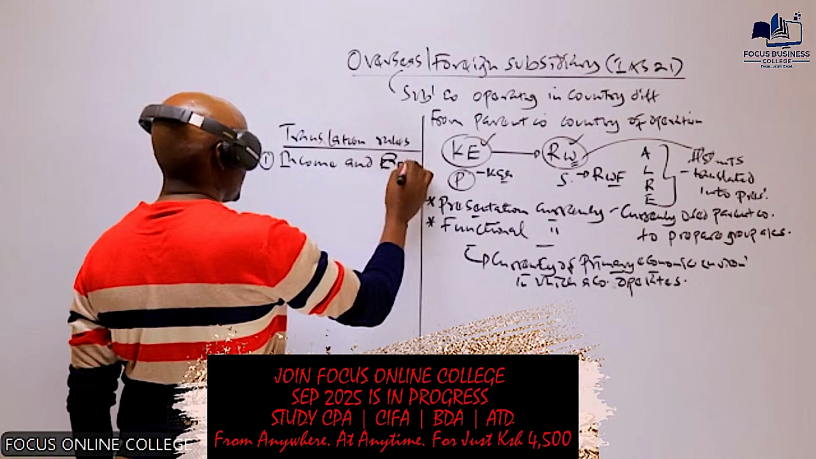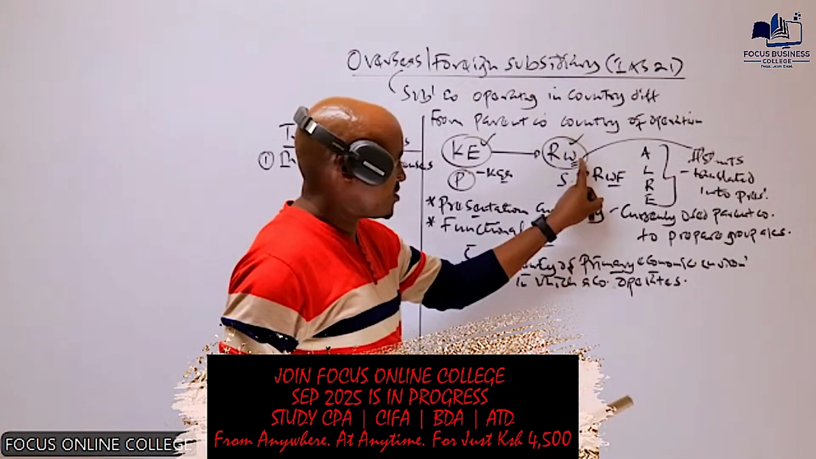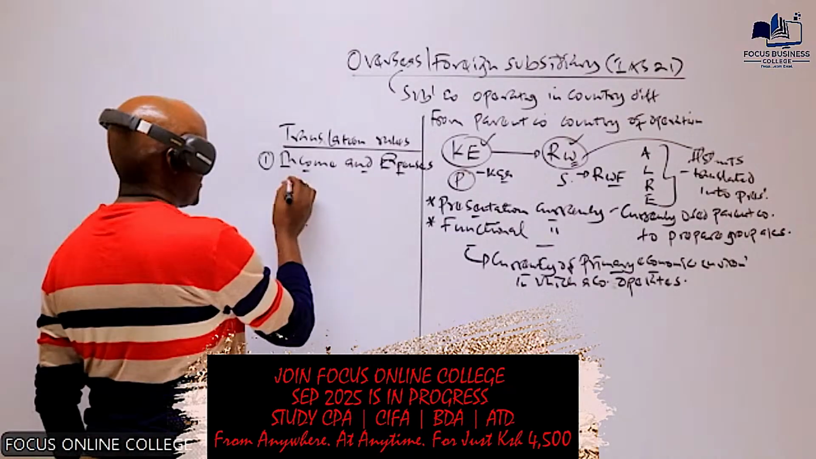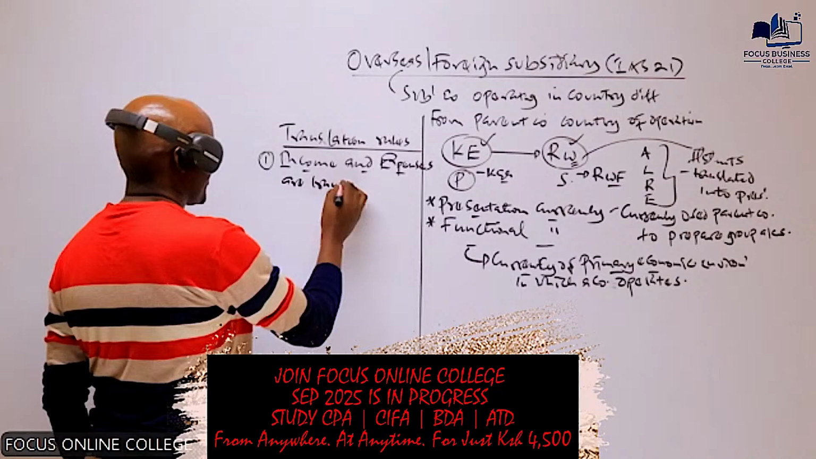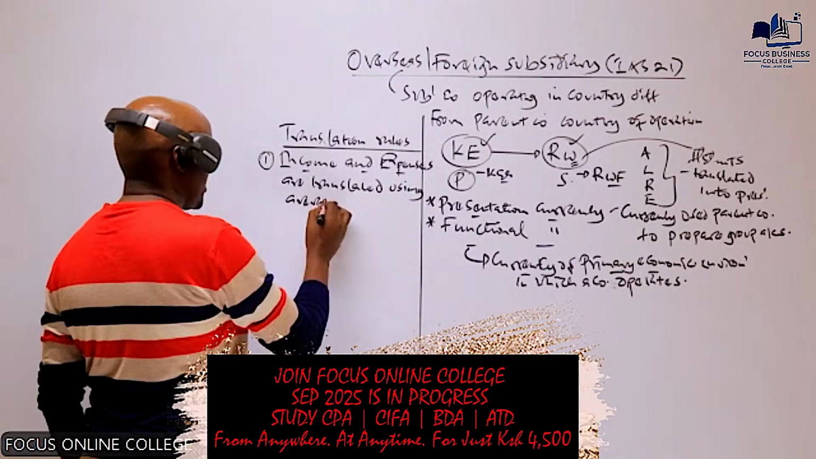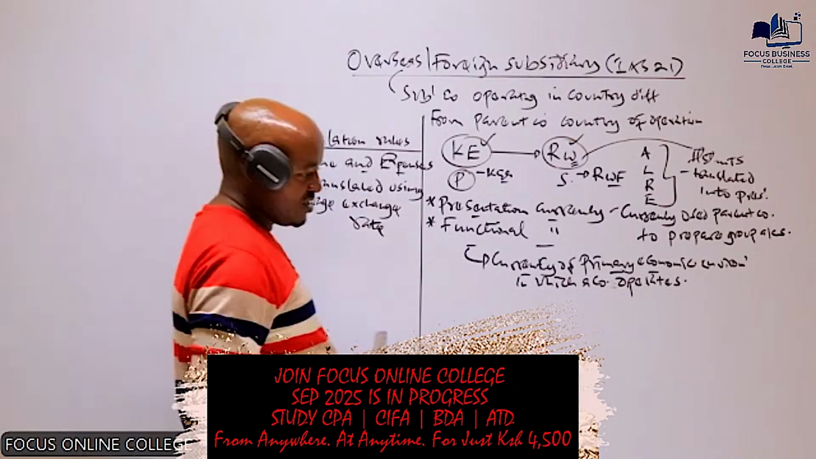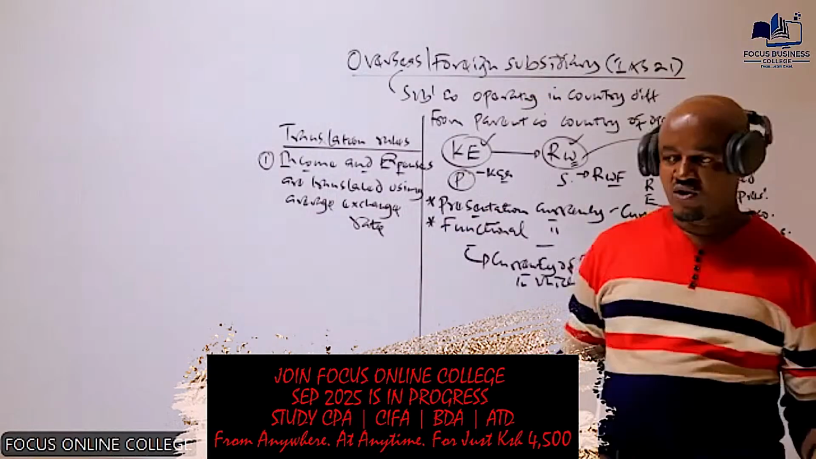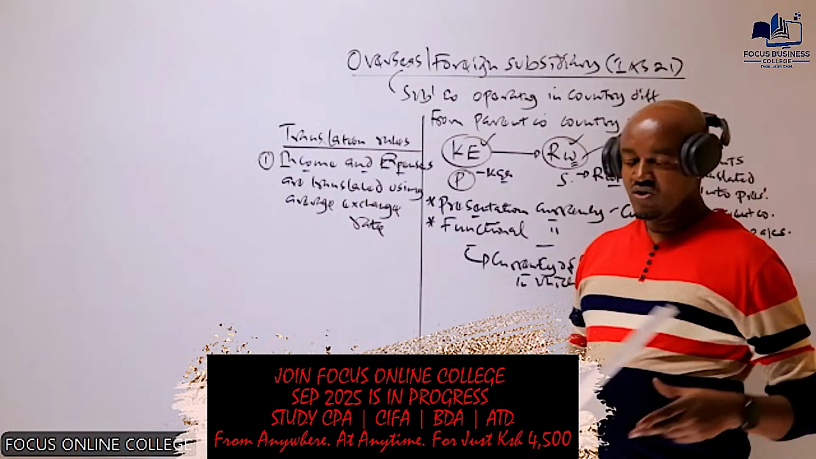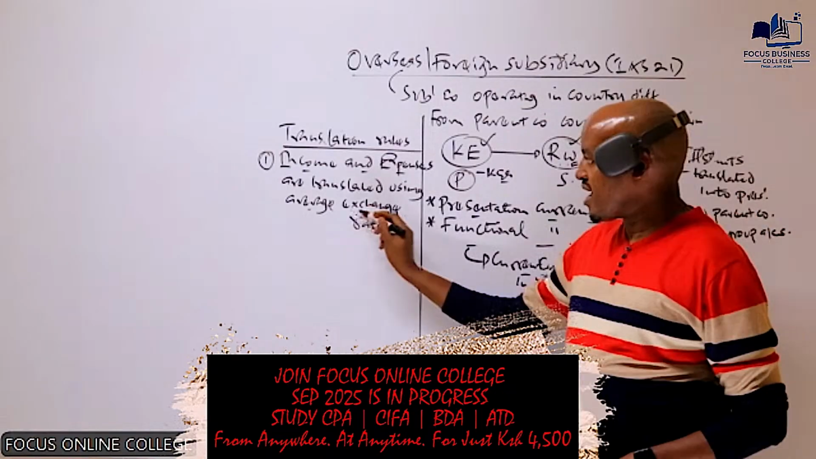First, items of income and expenses. Remember, in this case, what we are translating are the incomes and expenses of this foreign subsidiary. They are translated using something called the average exchange rate. Because in questions on foreign subsidiaries, you will usually be given three exchange rates: the rate at the start of the year, the exchange rate at the end of the year, and also the average. So in this case, we translate incomes and expenses of this foreign subsidiary using the average exchange rate.